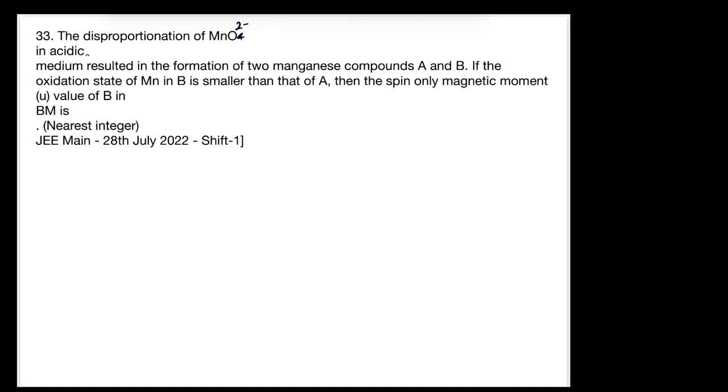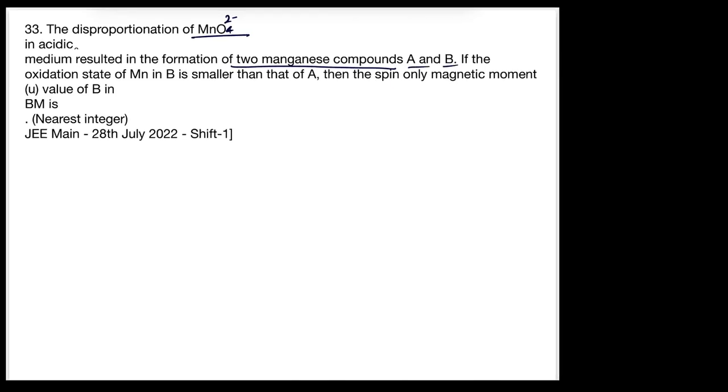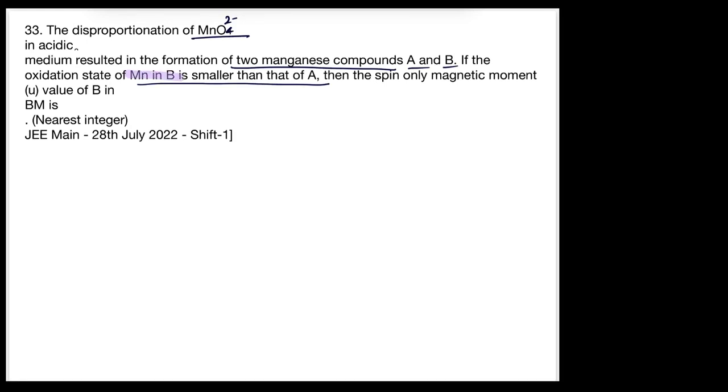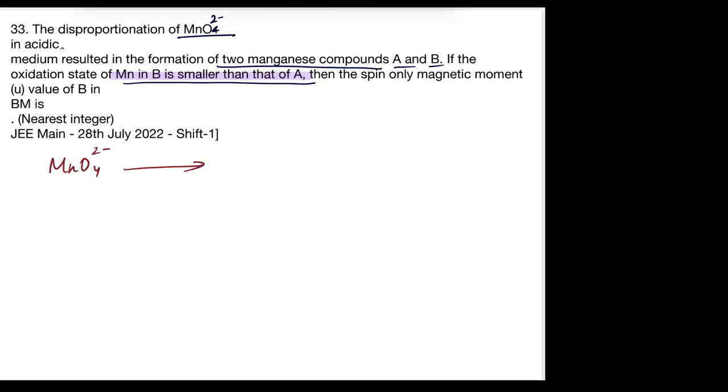The disproportionation of MnO4 2- in acidic medium resulted in the formation of 2 manganese compounds A and B. If the oxidation state of manganese in B is smaller than that of A, then the spin-only magnetic moment value of B in Bohr magneton is. Oxidation state of manganese in B is smaller than that of A. MnO4 2- in acidic medium will change into MnO4- and MnO2.